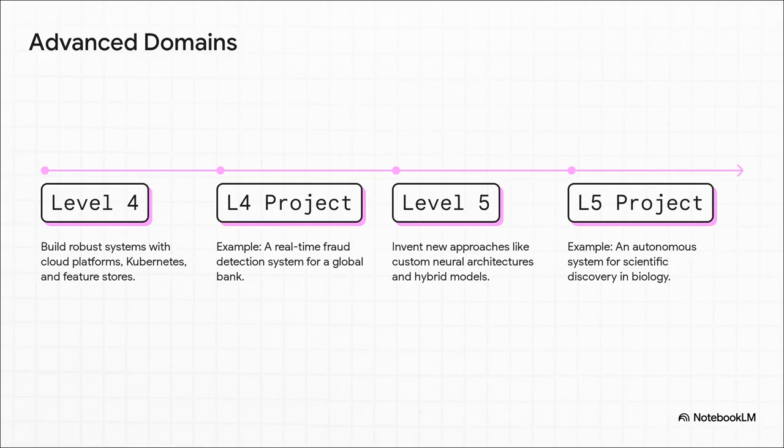Then you've got level 5. This is the frontier. This is where you literally stop using the tech and you start inventing it. You're designing new neural network architectures from scratch or building autonomous systems that can make scientific discoveries on their own. This is the stuff that ends up in research papers.